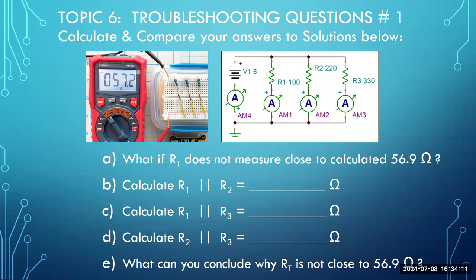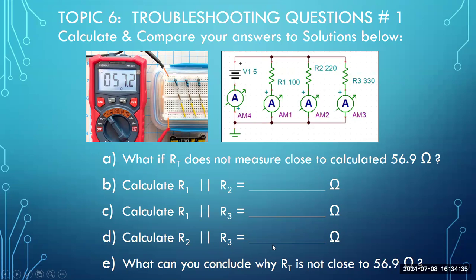So if it isn't, for whatever reason, bad wire, blown resistor, something, misconnection, and only R1 was parallel with R3, what would be those ohms? You should know this. No, you should be able to calculate this, and we'll do this together in a moment. Then you want to calculate R2 parallel with R3, and then that will generate a number.